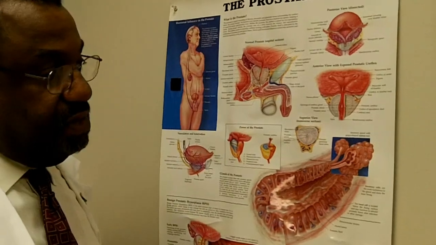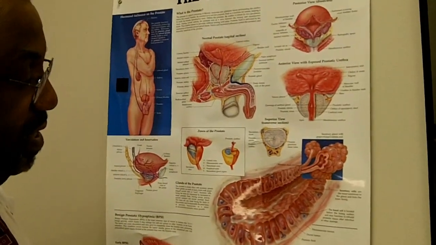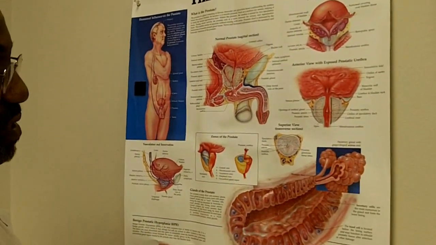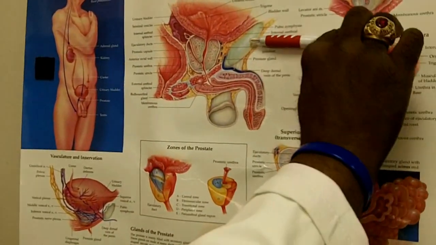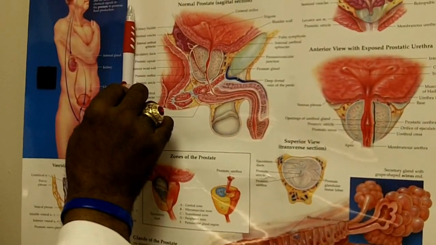Let's talk about normal anatomy. Because if you understand the anatomy, you'll understand why it is important that we do the digital rectal examination the way we do. This is a side view, and I'll orient you. This is the front of the body. This is the back of the body.